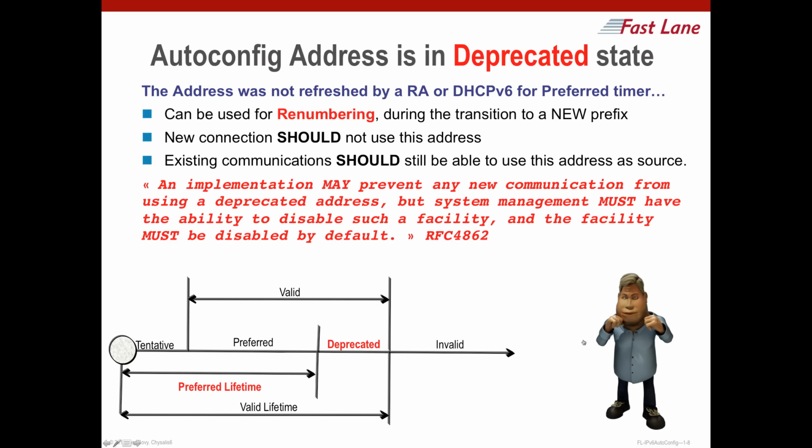Now, if you fail to refresh your address, it may reach the deprecated state. In this state, this address should not be used for new connections. It should only be used for existing connections, but not for new ones. So this is something which could be useful when you do renumbering of a network, and in a transition phase, the address can be used for existing connections, but not for new connections.